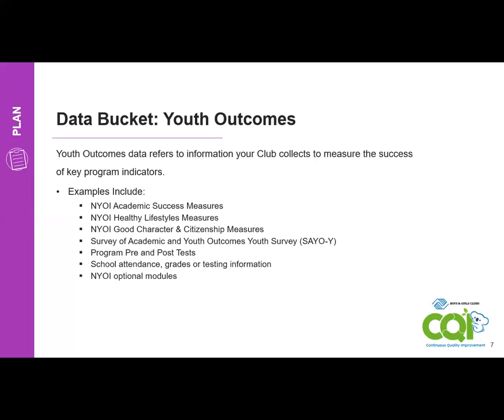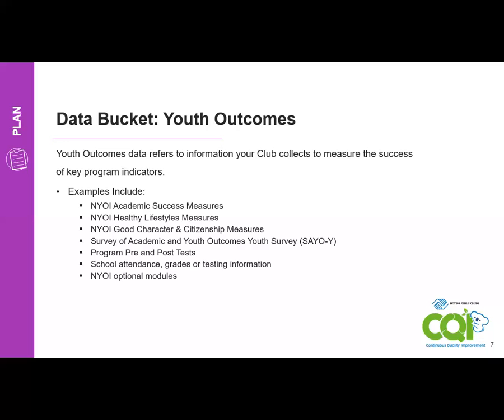In our healthy lifestyles measures, we look at what practices our youth are picking up from their time in the club. Those are youth outcomes. Our good character and citizenship measures as well. So if you think about NYOI, a section of the questions really gets after our 3 priority youth outcomes that is just listed: academic success, healthy lifestyles, and good character and citizenship.